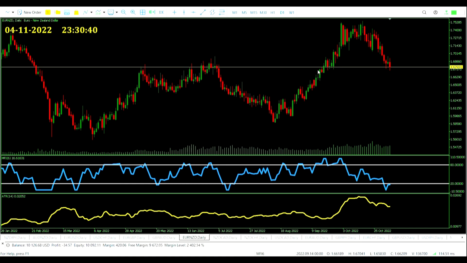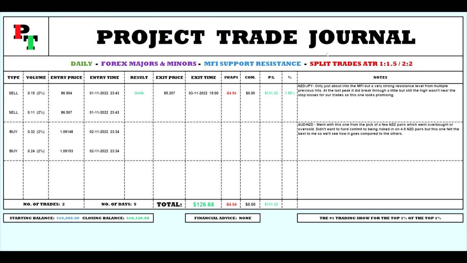We'll just take it to the journal to round off the week. Just a quick word on the journal then. You can see it all here. New Zealand dollar Japanese yen trade up the top, Aussie New Zealand at the bottom. That's 2 trades in our first 5 days, so I imagine we're going to be busy for the 9-10 weeks that we're taking signals.